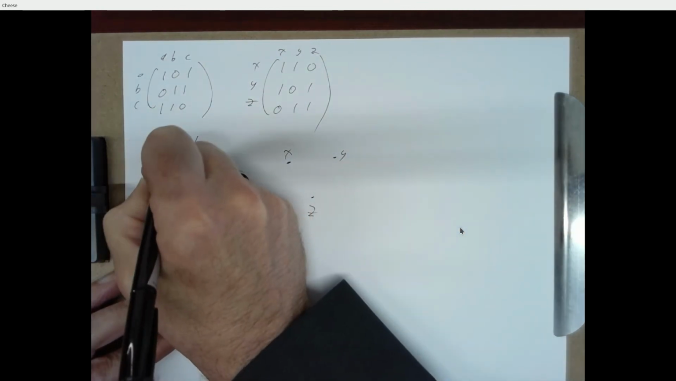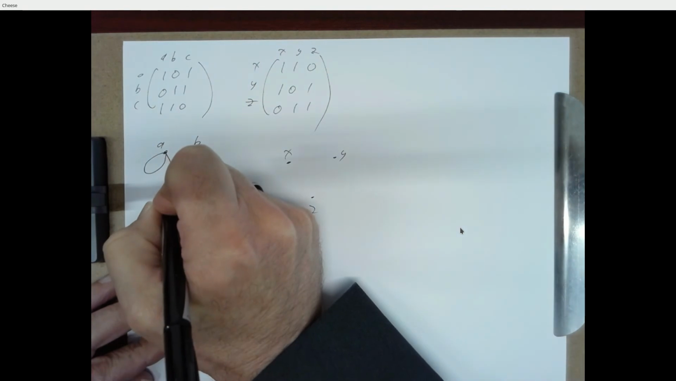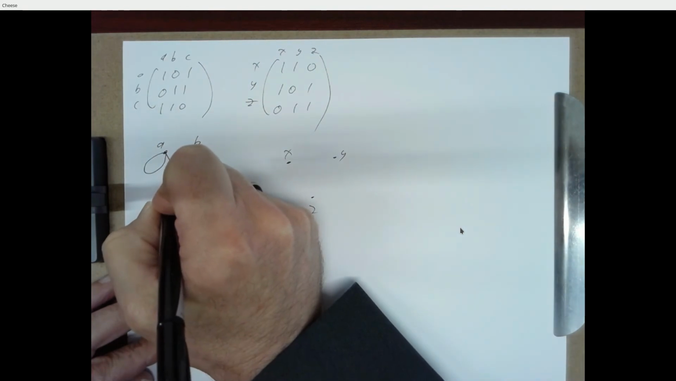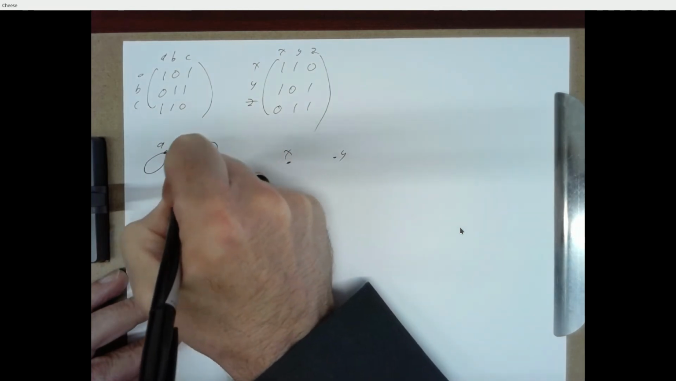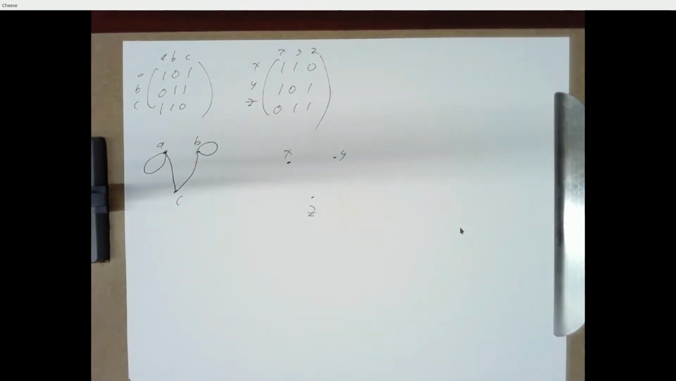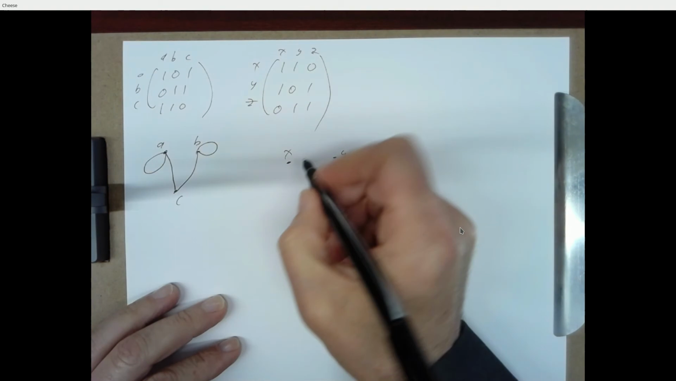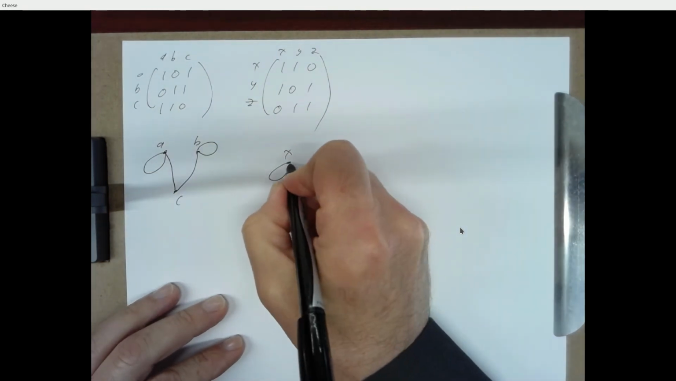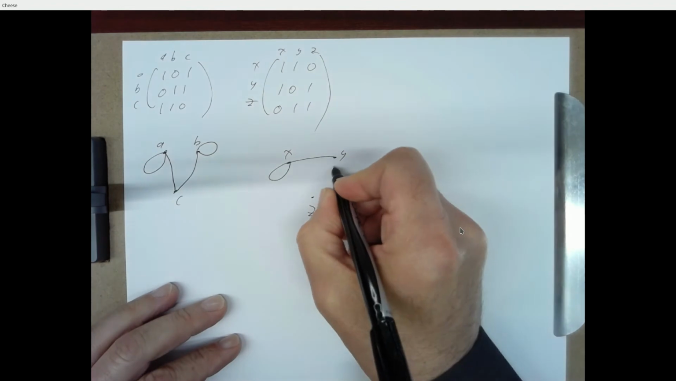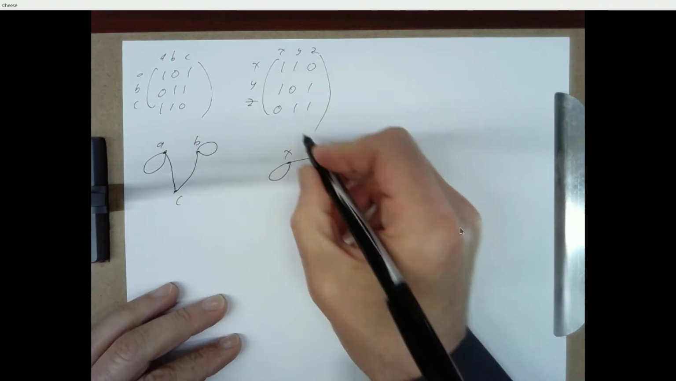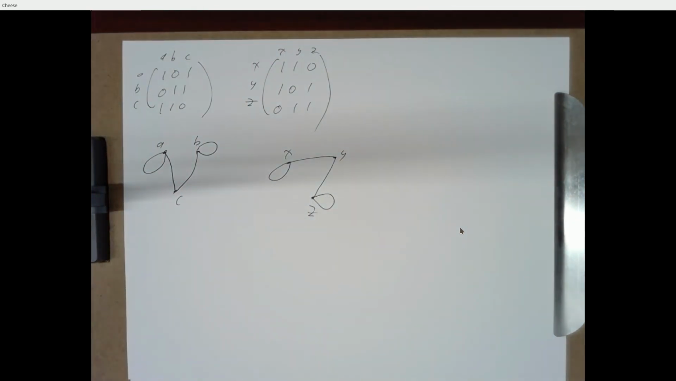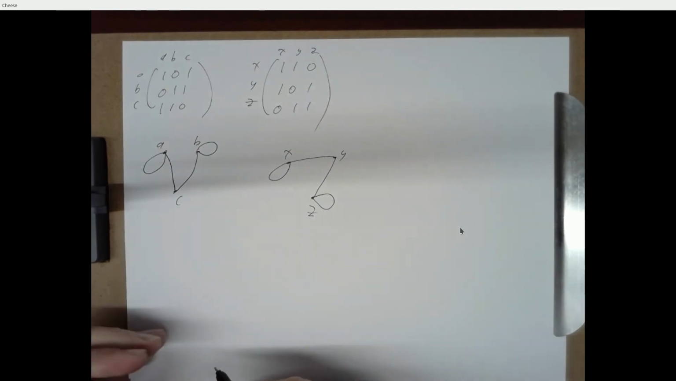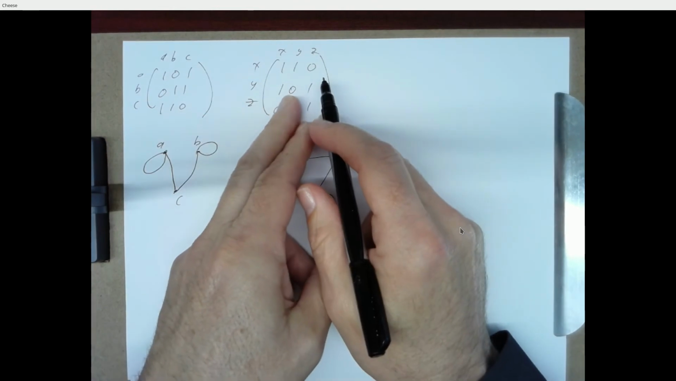A is connected to A and C. B is connected to B and C is connected to A and B. And the second one, X is connected to itself and Y. Y is connected to X and Z is connected to Y and itself. And those sure look isomorphic, right? So to prove an isomorphism, we need a mapping from this set of vertices to that set of vertices.